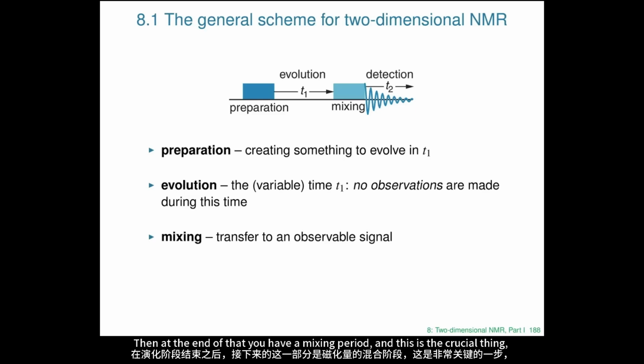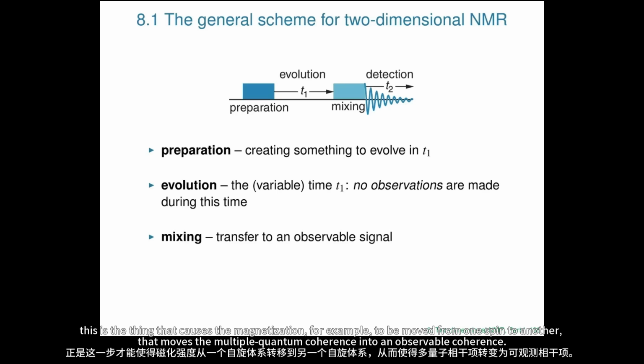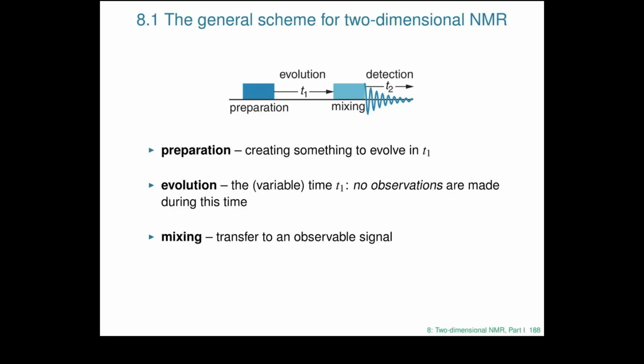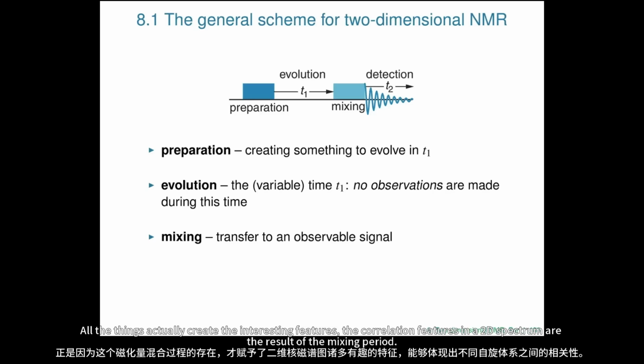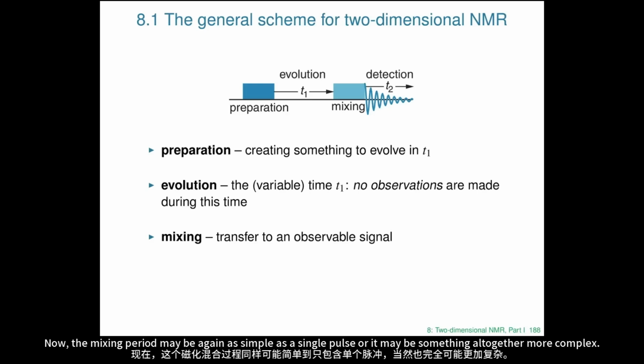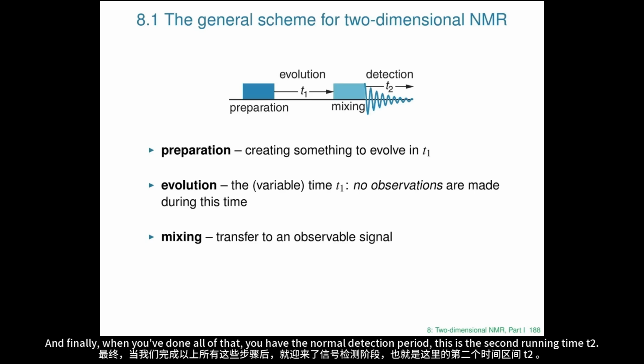Then at the end of that you have a mixing period, and this is the crucial thing. This is the thing that causes the magnetization, for example, to be moved from one spin to another, that moves the multiple quantum coherence into an observable coherence. All the things that actually create the interesting features, the correlation features in a 2D spectrum, are the result of the mixing period. Now the mixing period may be, again, as simple as a single pulse, or it may be something altogether more complex. And finally, when you've done all of that, you have the normal detection period.